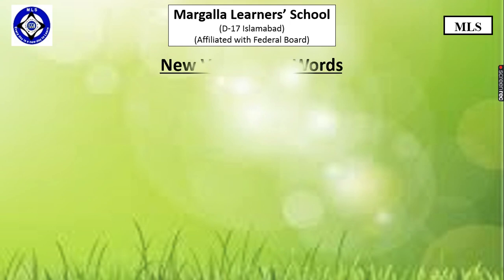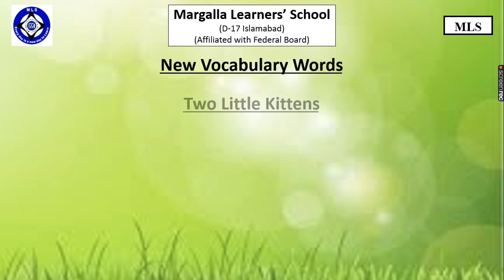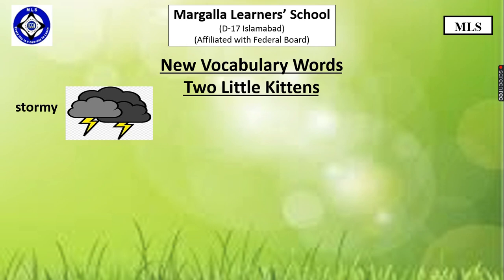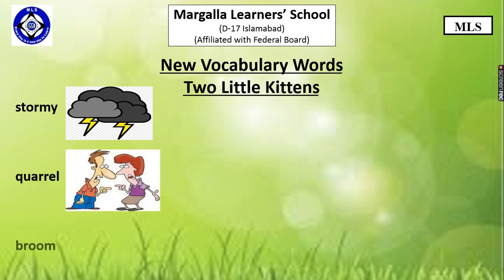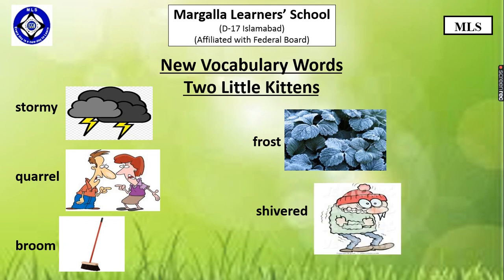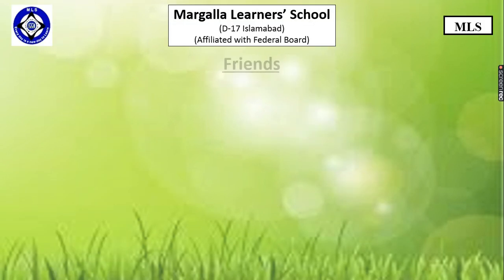First of all, let us come to know about the new vocabulary words of the first poem, Two Little Kittens. The first word is stormy, quarrel, broom, frost, shivered.